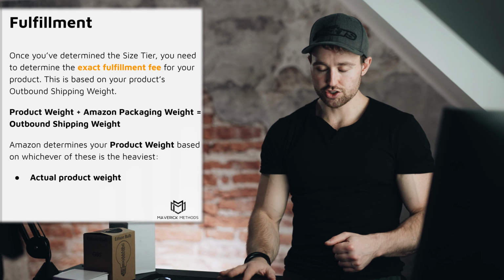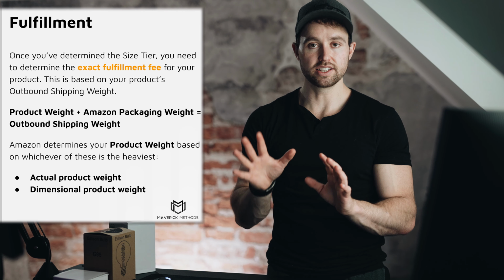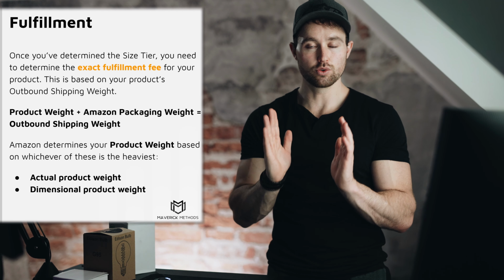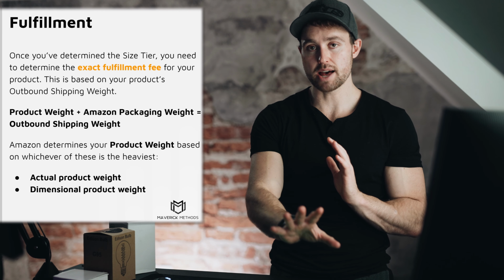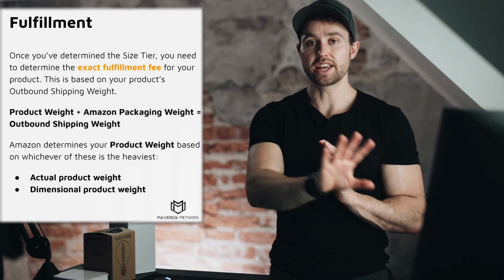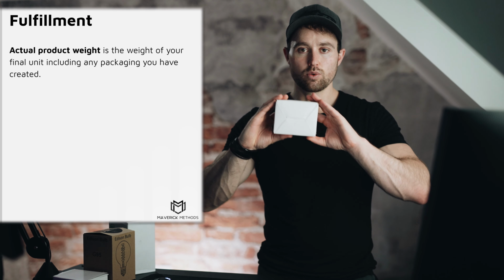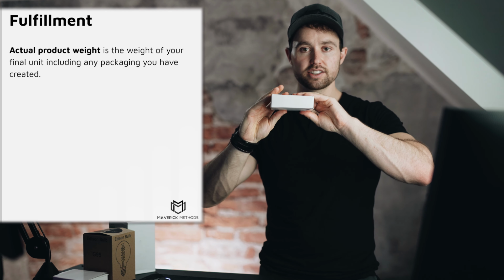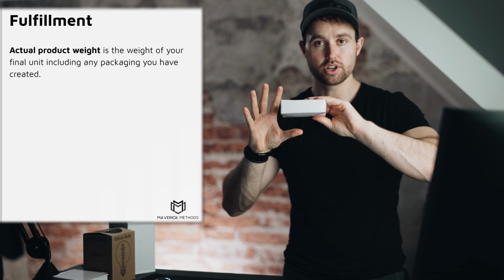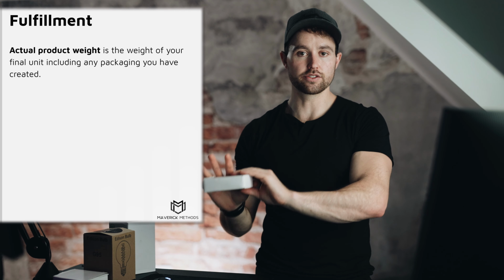The other is your product's dimensional weight. And dimensional weight needs a certain formula to work out, which we're going to cover next. But you do want to work out both because Amazon is always going to choose the heaviest one to be your product weight. So actual product weight, again, is just your actual product's weight. So if this were your product and this was the packaging you had it put in and this is how you send it into FBA, that is the weight of your product.